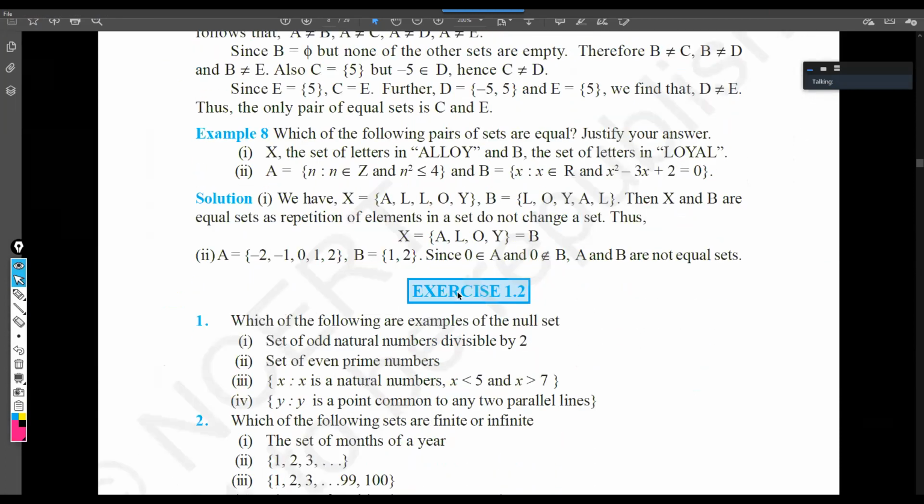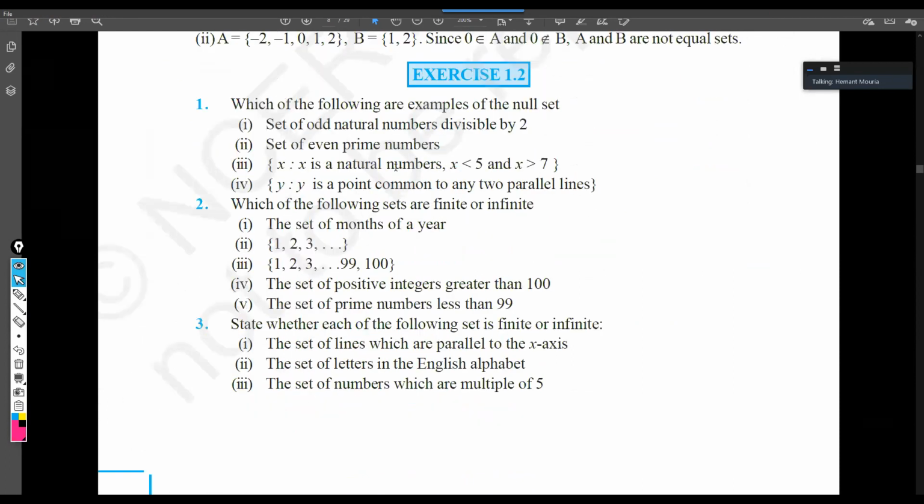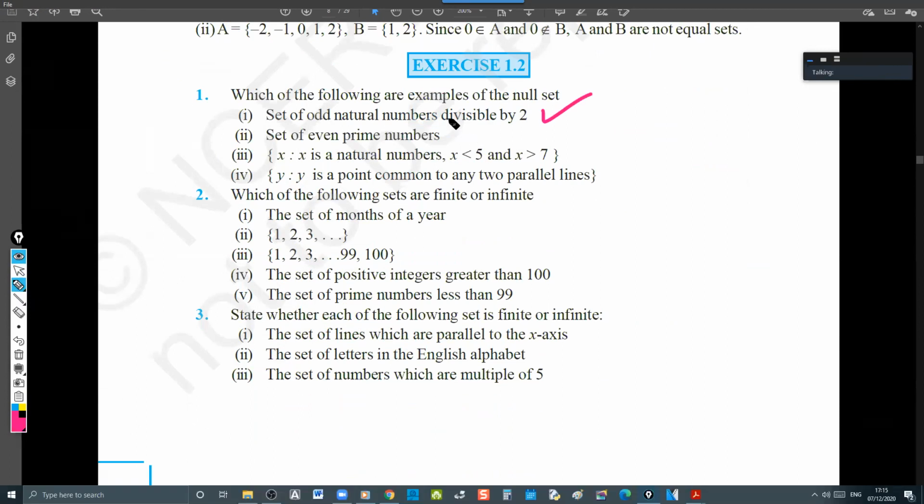Which of the following are examples of null set? Set of odd natural numbers divisible by 2. So this is a null set. Set of even prime numbers. This is not a null set. 2 is there.